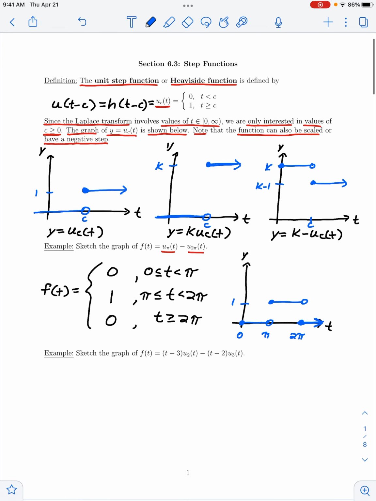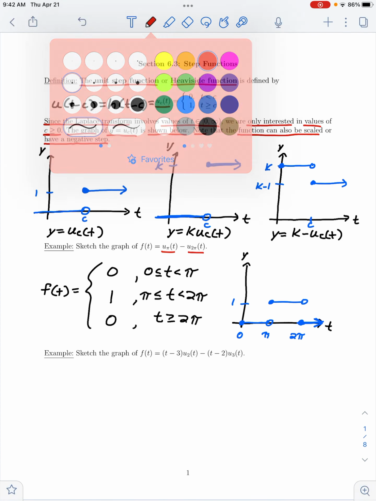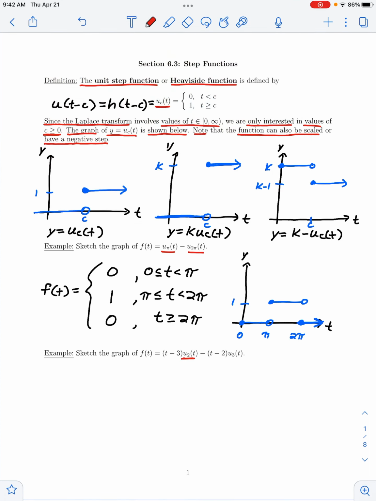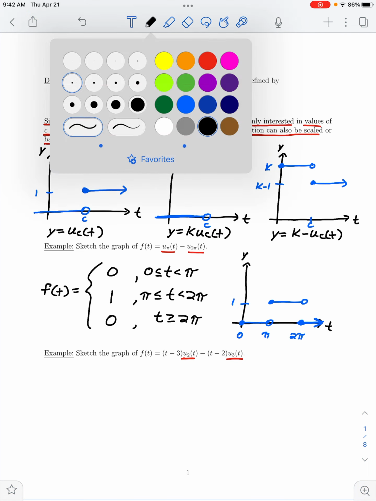So let's look at another one. In the next example, we have the same sort of problem. We are asked to sketch the graph of this function, f of t, which is t minus 3 times u sub 2 minus t minus 2 times u sub 3. So when I look at this one, I see that I have a function involving a unit step function at time 2 and time 3.